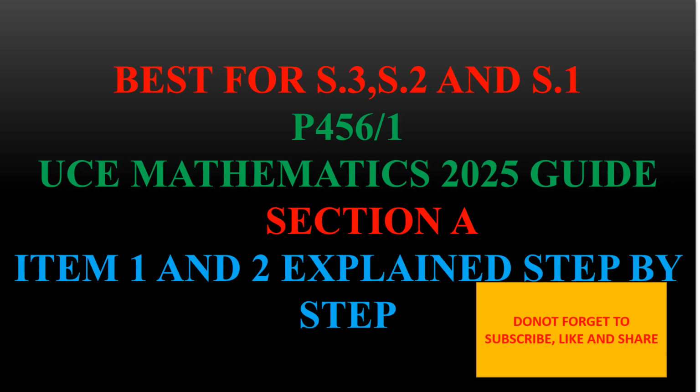And we are now going to look at section A. In section A, we have two items, item 1 and item 2. Item 1 is under numbers, and item 2, patterns and algebra. The two items are explained step by step. So find where to write and note down what you may not have understood in the normal lessons.